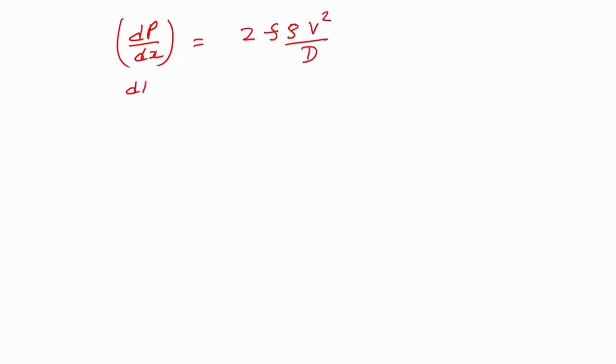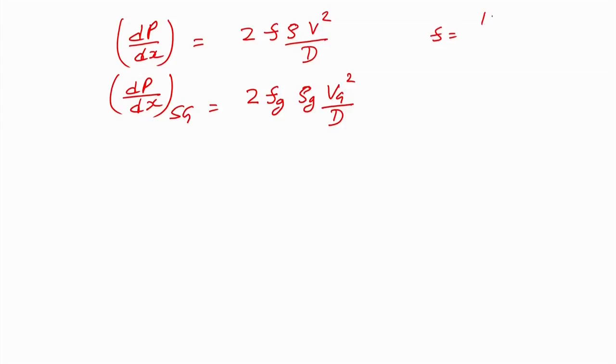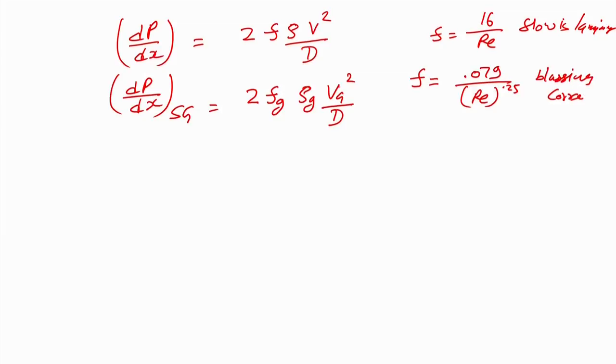Now, if I say dP by dx for the single phase flow gas, it means this will be 2 f for the gas, friction factor for the gas, rho of gas, v of gas square upon d. Now, friction factor of the gas, how to calculate the friction factor? We know that f will be equal to 16 by Re if the flow is laminar, and if I assume that the flow is turbulent, and using the Blasius correlation, I can say that f will be equal to 0.079 upon Re raised to the power 0.25. So, because the flow is turbulent, we will use the Blasius correlation.